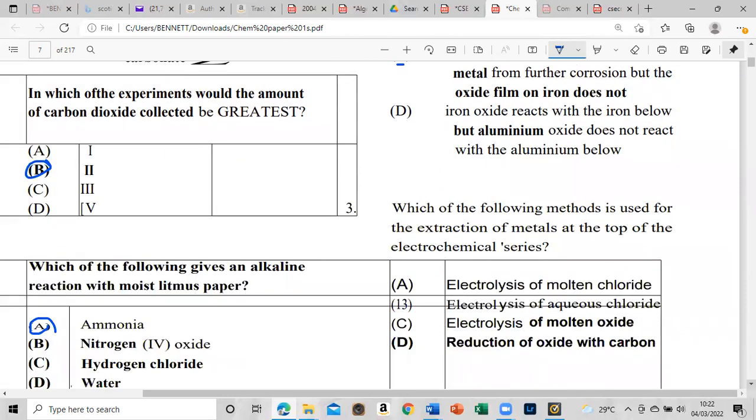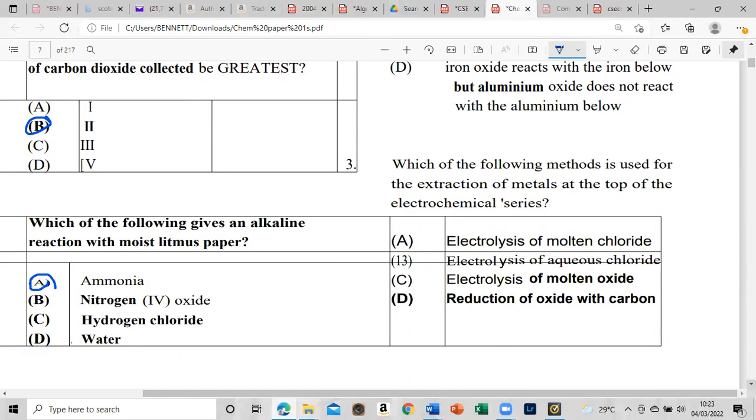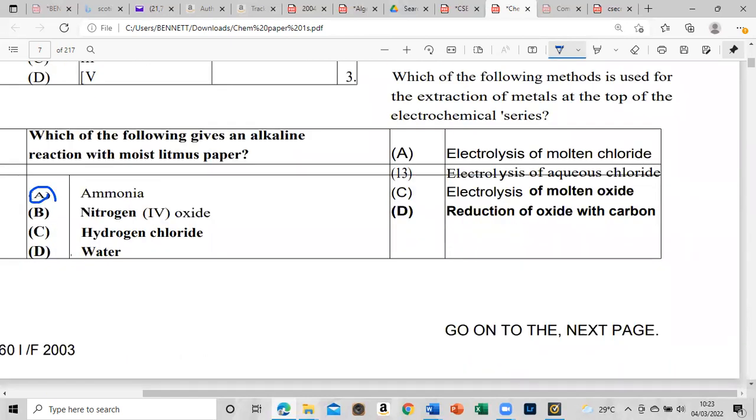Let's move on. I'm assuming this will be 43. Which of the following methods is used for the extraction of metal at the top of the electrochemical series? A, electrolysis of molten chloride, B, electrolysis of aqueous chloride, C, electrolysis of molten oxide, or D, reduction of oxide with carbon? And that would be electrolysis of molten oxide, so that would be C.